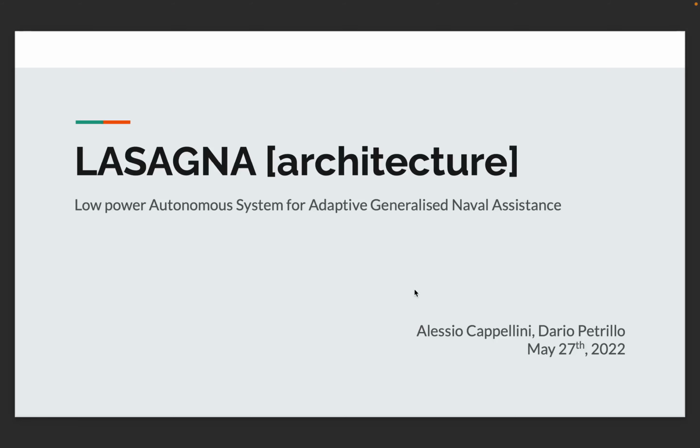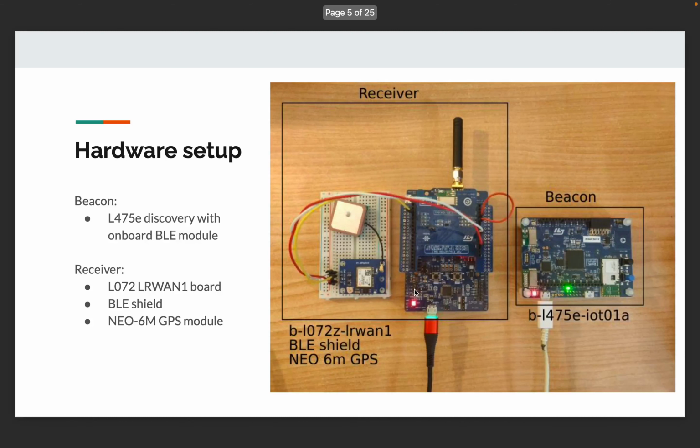Talking about architecture, we can see how our project is composed of two main parts. The first one is the beacon, which is an L475E discovery board with an integrated BLE module. And on the other hand, we have an L072 LoRaWAN board as receiver with a BLE shield and an external GPS module.